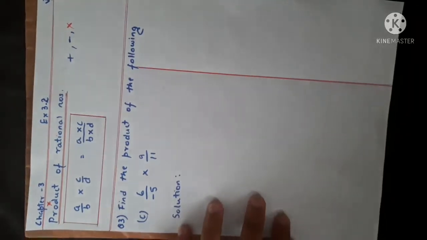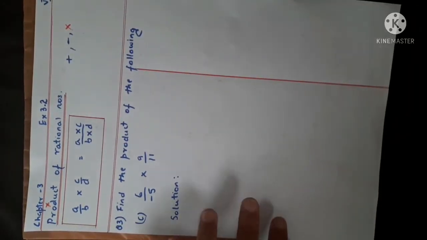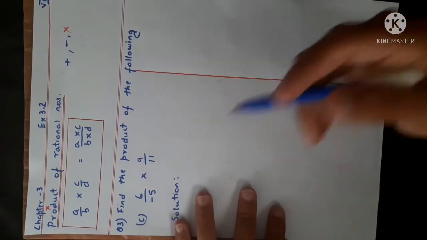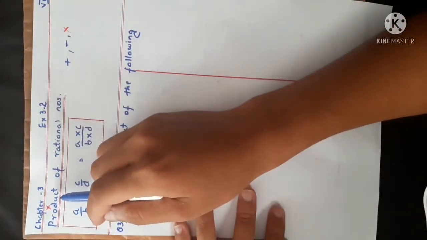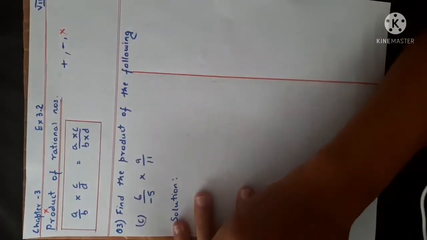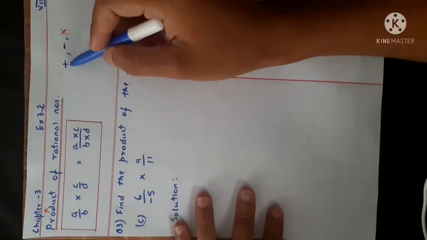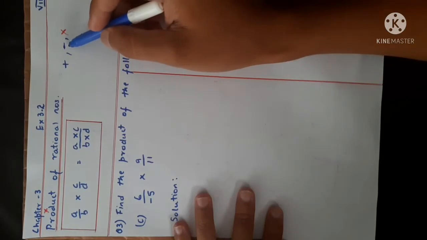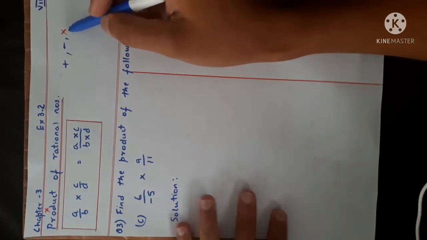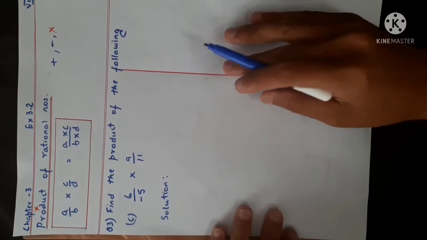Hello students, in today's video we will be discussing the topic of product of rational numbers. Product means the result we get when we multiply any numbers. So previously we have learned about the addition and the subtraction of rational numbers. Now we will learn about the multiplication or the product of the rational numbers.